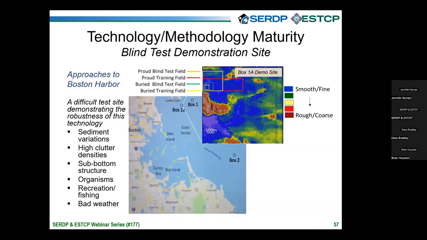So as I mentioned, significant sediment variations, high clutter densities. It's very important to point out that the man-made objects were the easy things to discriminate. The naturally occurring clutter, and there was significant amounts of it as we went deeper, at very high densities made these environments difficult. And significant organisms, if you will, were also in the problem. Recreational fishing gear, quite a bit of that down there, also complicated the clutter problem.